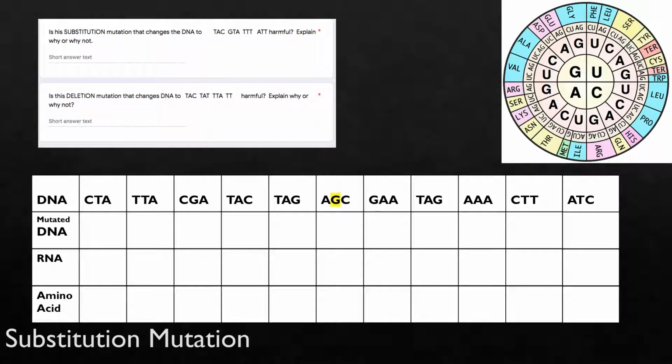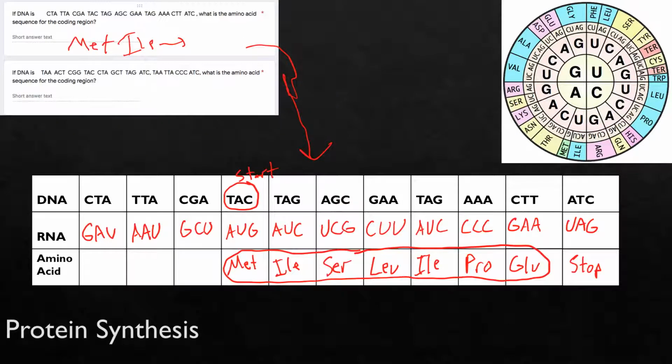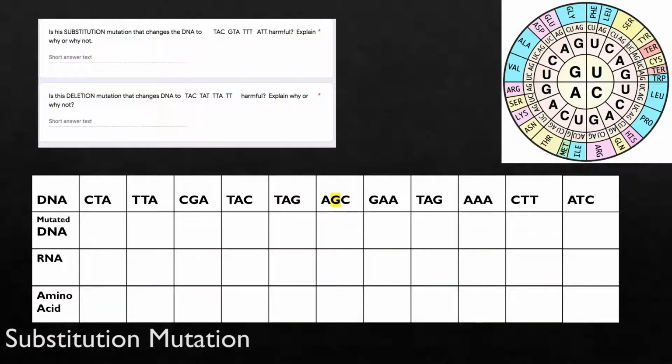The next particular problem is mutation. So I'm going to show you how to solve a mutation type problem. And let's do a substitution mutation. I took the same DNA strand that we have here. And if I go back, I know that the start codon is the AUG codon right there, which is that TAC. So I know that my start codon is right here.